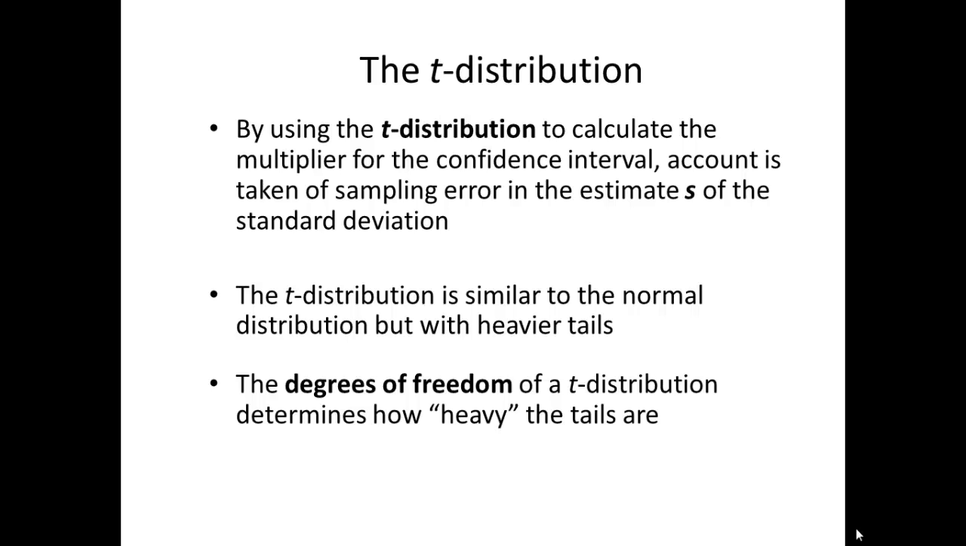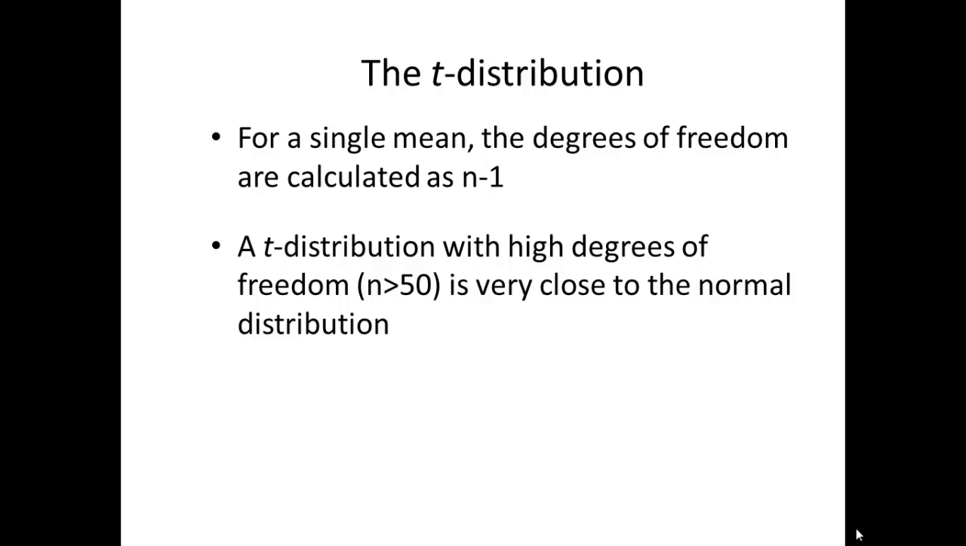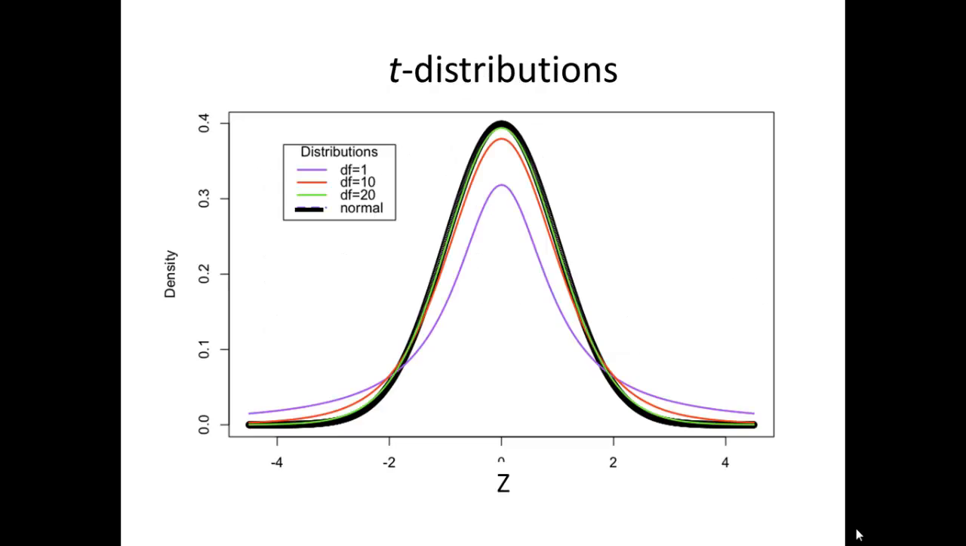Specifically, the degrees of freedom determine how heavy the tails are, and the degrees of freedom are determined by the sample size minus 1. So a t-distribution becomes more and more similar to the shape of the normal distribution as the sample size increases. And you can see that in this plot here. So as the degrees of freedom or sample size gets bigger, the t-distribution tends towards the normal. It's fairly similar with a sample size of 21 or so.